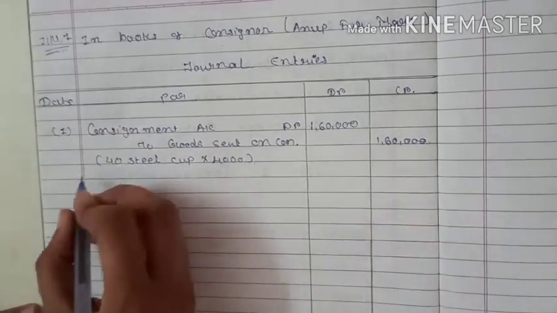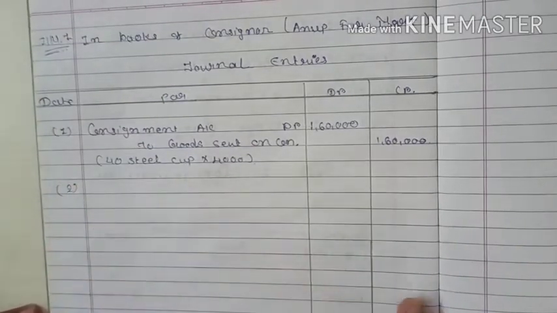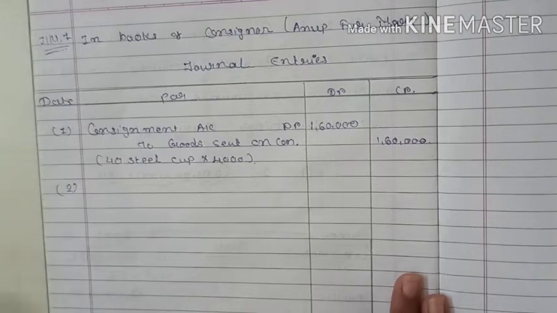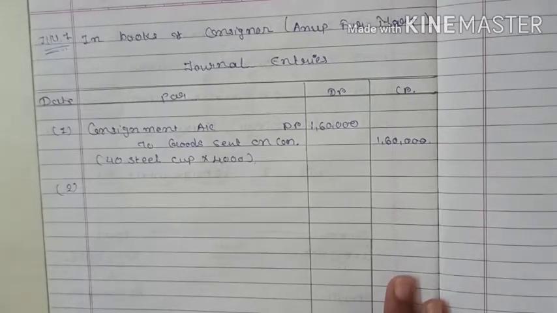Now, what would be the second entry? The second entry will be when the consignor pays the expenses. Who is paying? The consignor. Which are the expenses? 7,000 for freight and 4,000 for wages. Right? So 7,000 plus 4,000, it will come 11,000.